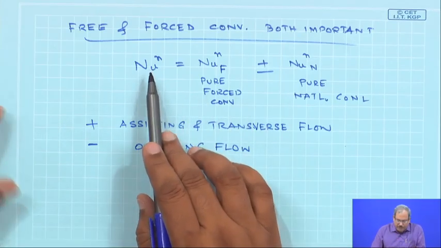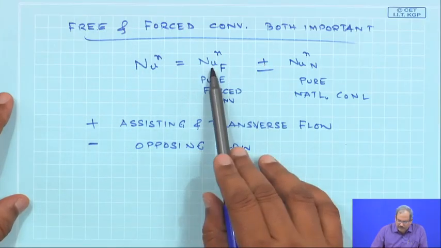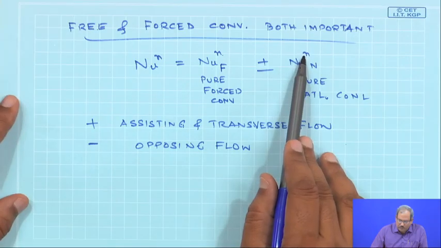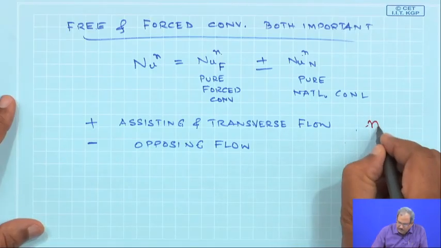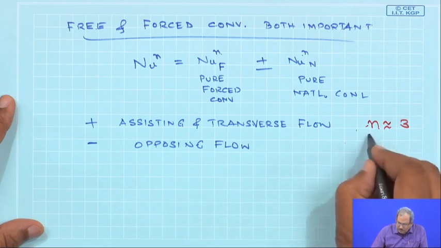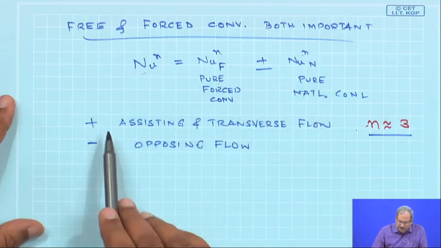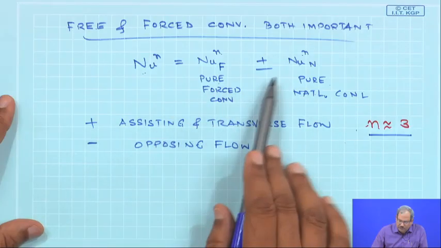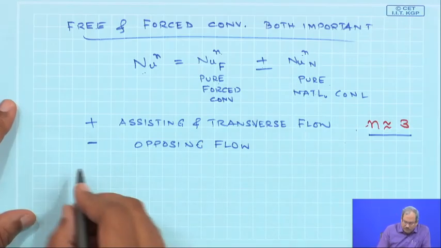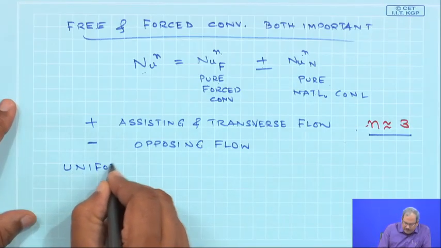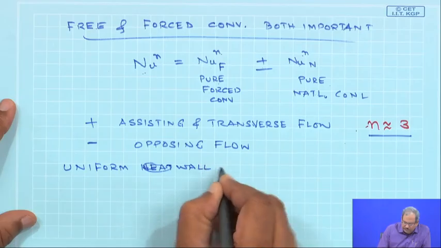So, the Nusselt number when both are present is simply an algebraic sum, to the power of some coefficient n, where this n is generally taken to be equal to 3. This is only a first approximation to find out the combined heat transfer coefficient when both are present. If you have both acting in the same direction, then it is going to be plus. If natural convection and forced convection are in opposite directions, then you are going to have a negative sign. And the last one that you have is for uniform wall heat flux.